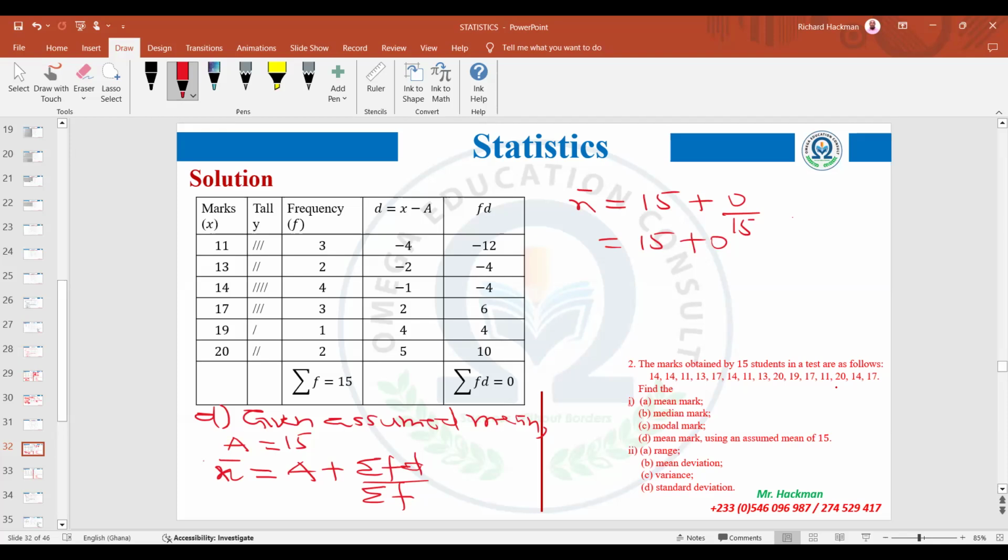Okay, so it means now I can draw my conclusion. Therefore, my mean mark will be equal to, and I've obviously used the assumed mean method, and that is the same as 15. So whether you use the assumed mean method or not, you have to end up getting the actual mean. So here we are looking at the assumed mean to get the actual mean. If you use the normal way to get the actual mean and use the assumed mean method to get the actual mean, the result must be the same.